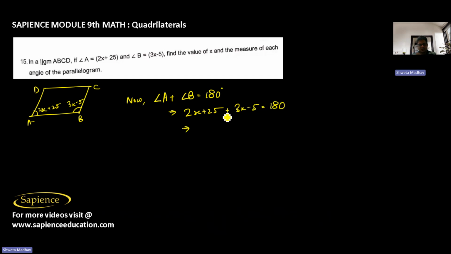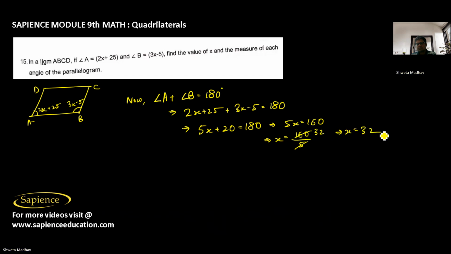Therefore 2x plus 3x is 5x, so 5x plus 20 is equal to 180. Therefore 5x is equal to 160. So x would be equal to 160 divided by 5, so x will be equal to 32. Therefore the value of x is 32.